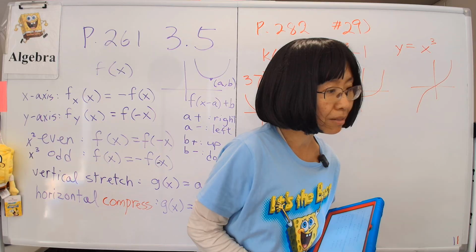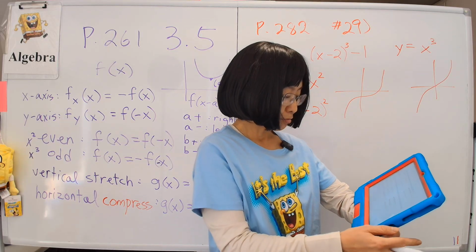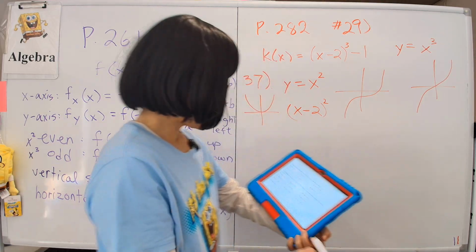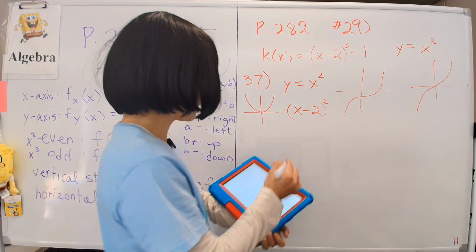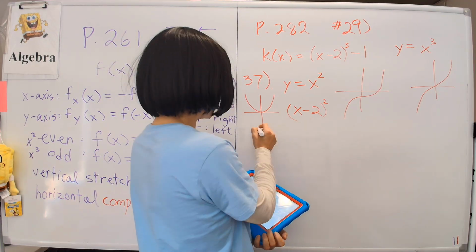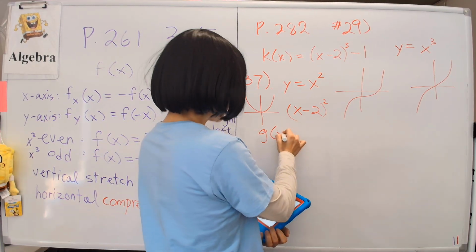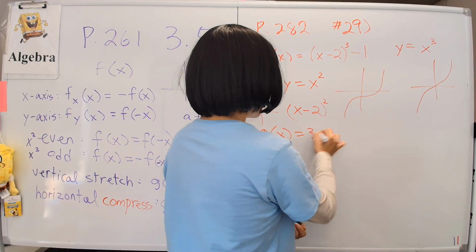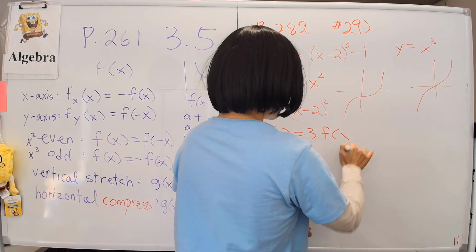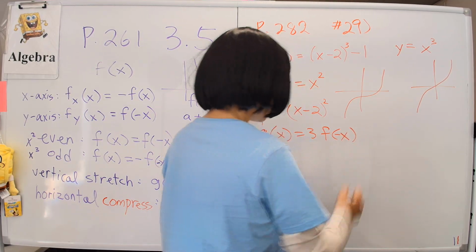Next, let's talk about problem 61, where we have a function that has 2 things done to it. First, g of x equal to, I'll just write it down here, g of x equal to 3 times f of negative x. Now, we don't know what the function f looks like, okay?